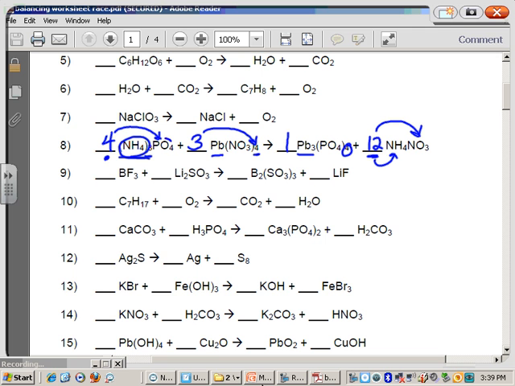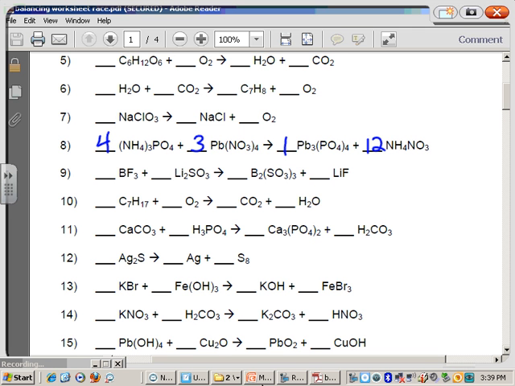I have 4 PO4s. I have 3 leads, and I have 12 nitrates. Over here, I have 3 lead, I have 4 PO4s, I have 12 NH4, and I have 12 nitrates. So everything is balanced at this point. My coefficients are 4, 3, 1, 12. So it's 4, 3, 1, 12. This is what the balanced equation would look like.